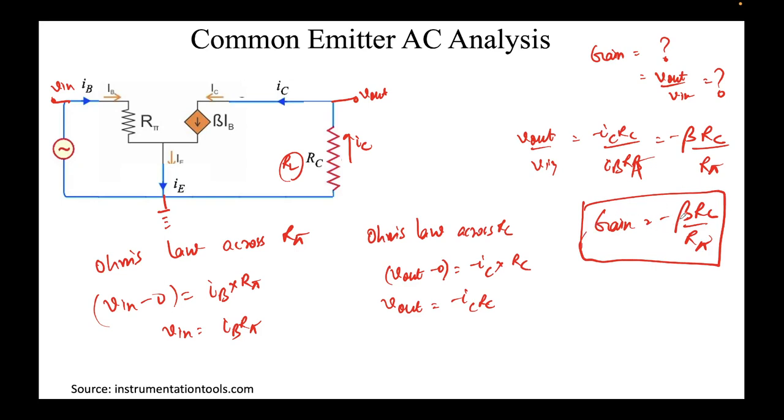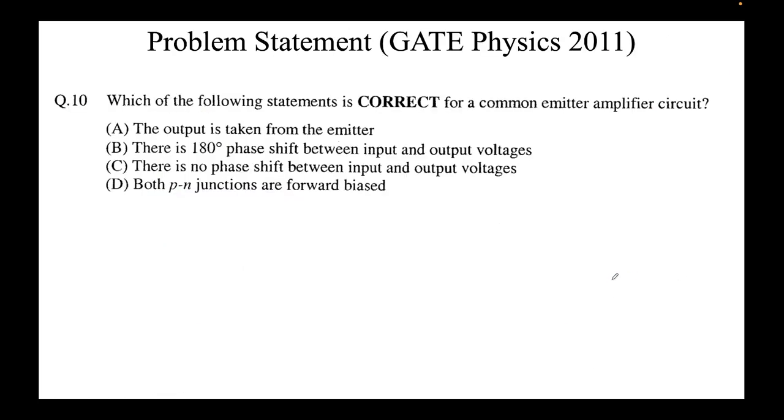What does this mean? Beta is a positive quantity, RC is a positive quantity, R pi is a positive quantity. This minus sign denotes that V out and V in are 180 degrees out of phase. If the sign were positive here, that means they were completely in phase. 180 degrees means you are completely opposite, diametrically opposite. Hence, V out and V in are out of phase.